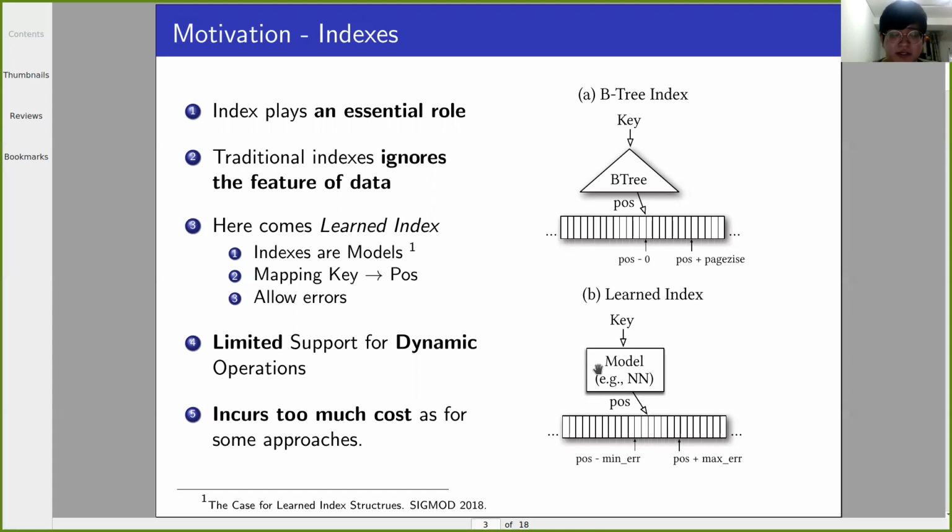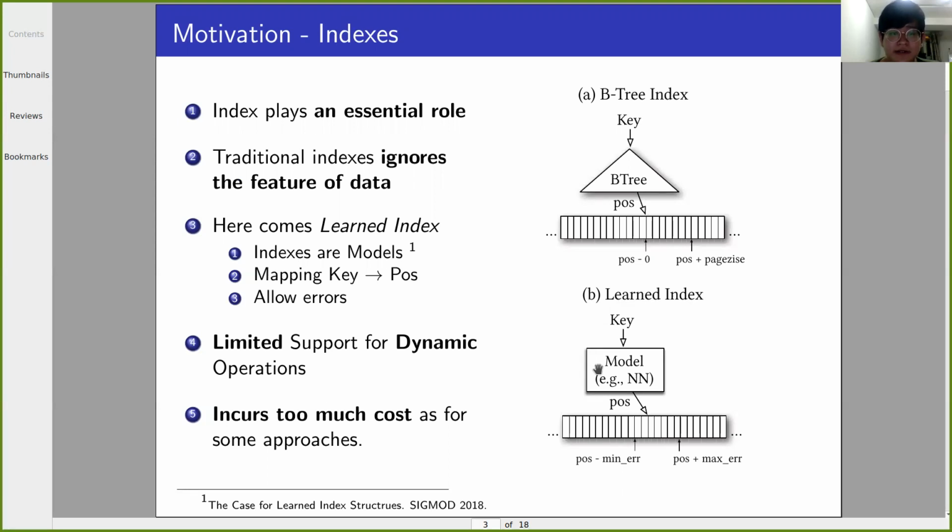Traditional indexes ignore the features of data. For instance, in the extreme case, suppose the keys are just contiguous integers. Then we only need to subtract the value of the first key to obtain the position of the current key. Thus, simply maintaining an offset index is enough. The above observation brought about learned indexes.